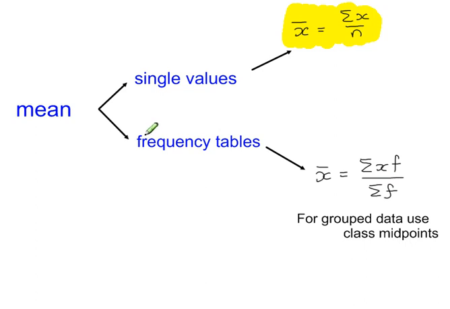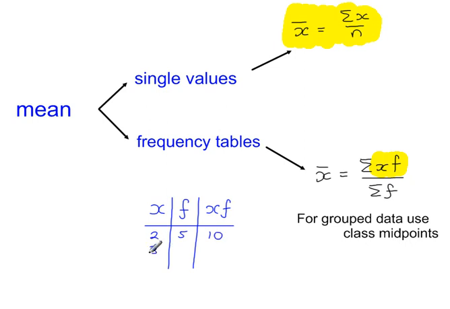If your data is in a frequency table, then you have to use this formula, so work out all of the x times f values first. All that is saying is in your frequency table, you've got x here and you've got frequency here. So you need to multiply these two together to get x times f. So for instance, if that was 2 and that was 5, 2 times 5 is 10. If that was 3 and that was 6, 3 times 6 is 18. So you do this first. You make up that column in your table.